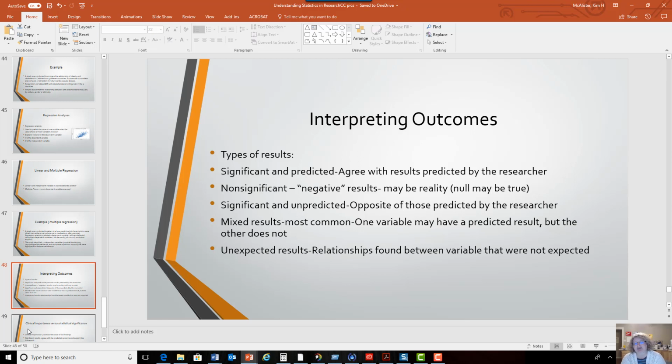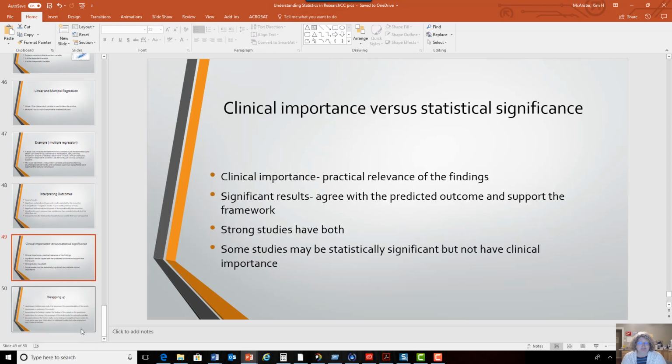Mixed results are most common. One variable may have a predicted result and the other does not. Very rarely do you conduct research for just one variable, so you can have results where one is significant and one may not be. Unexpected results happen when a relationship is found between variables that was not expected.